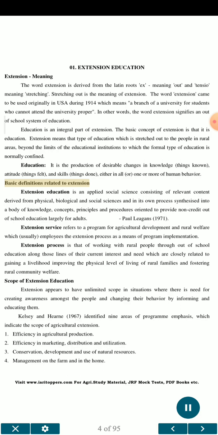Basic definitions related to extension. Extension education is an applied social science consisting of relevant content derived from physical, biological and social sciences and in its own process synthesized into a body of knowledge, concepts, principles and procedures oriented to provide non-credit out-of-school education largely for adults. Paul Leagans, 1971.